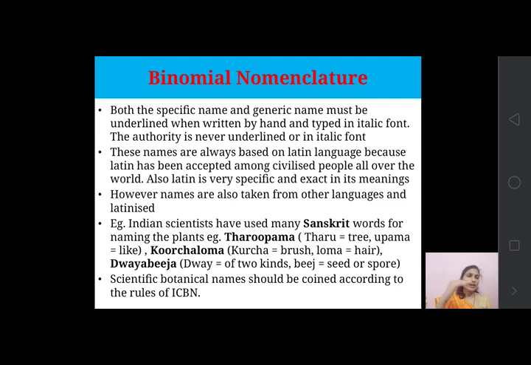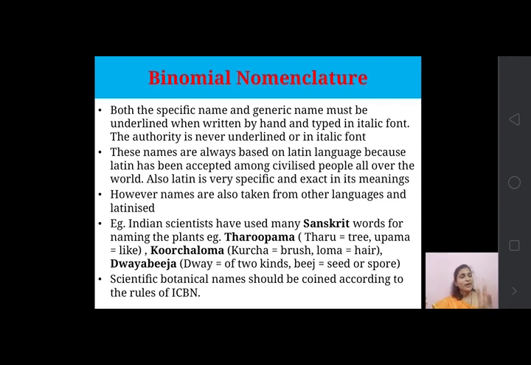On our laptop or phone, there is an italic font option in word documents. So the generic and specific name, when you write or type them, should be typed in italic font. Then the authority is never underlined or in italic font.